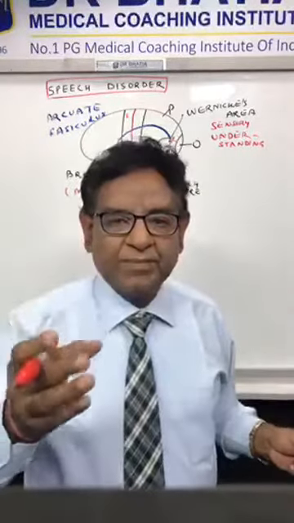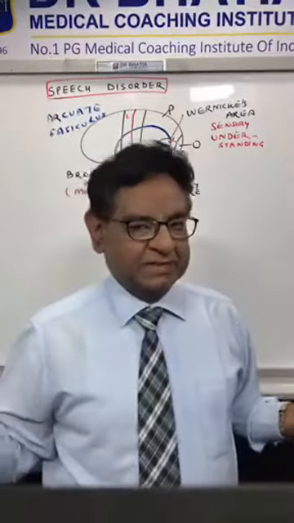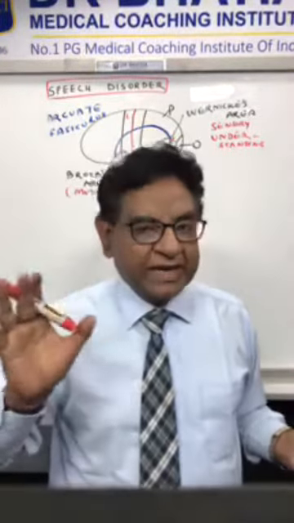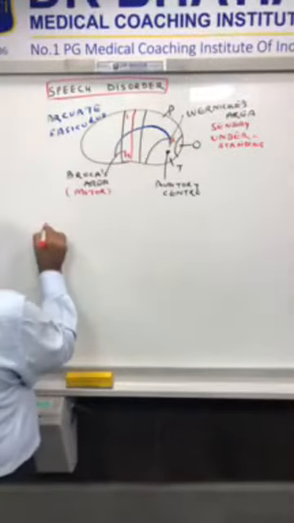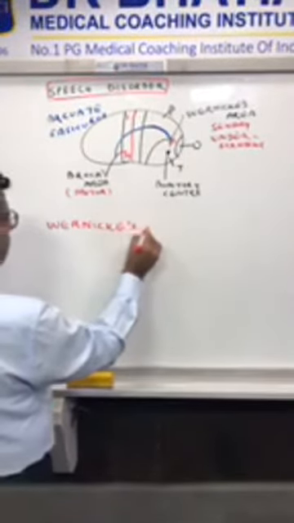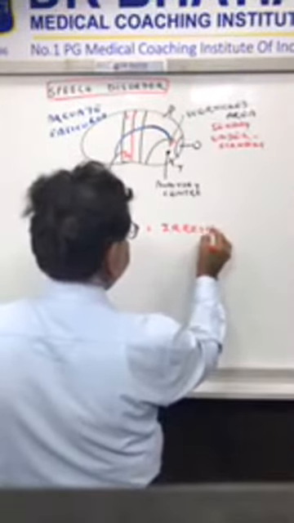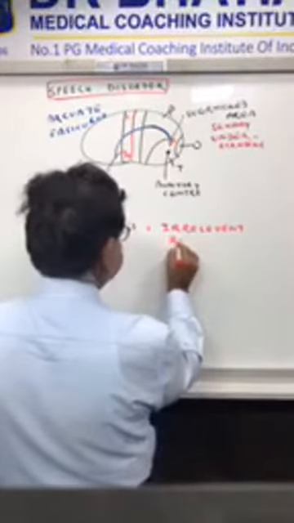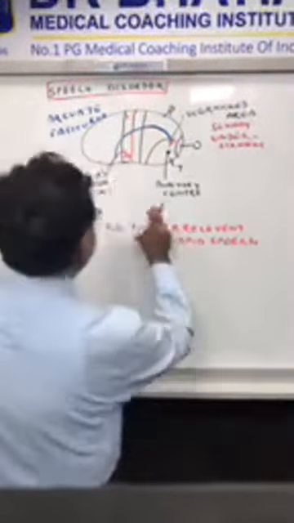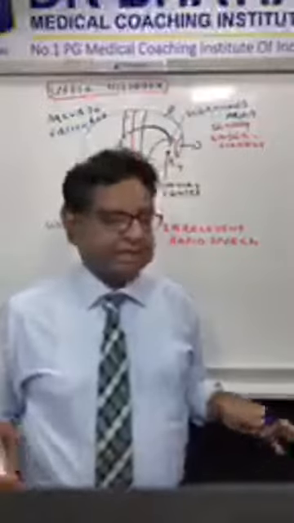You again say, what is your name? No, I have already read the newspaper. You are asking something, he is replying something. So there is irrelevant rapid speech. Why? He is not understanding. So in Wernicke defect, there is irrelevant rapid speech. Why rapid speech? Because Broca's is normal. Why irrelevant? Because you are talking something, he is replying something.